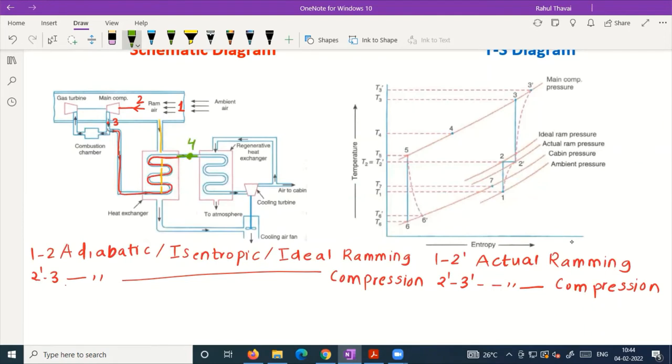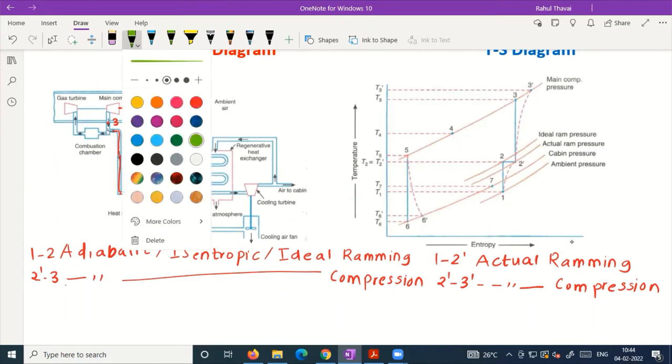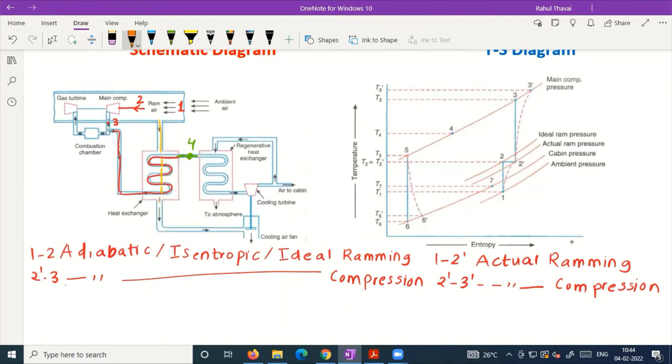So this hot air becomes cold, and the cold air which is coming becomes hot. I'll show you that. This hot air will come out, as you can see. So this heat exchange occurs in an indirect manner. Both the fluids are not in direct contact with each other. The heat exchange occurs across the tubes.